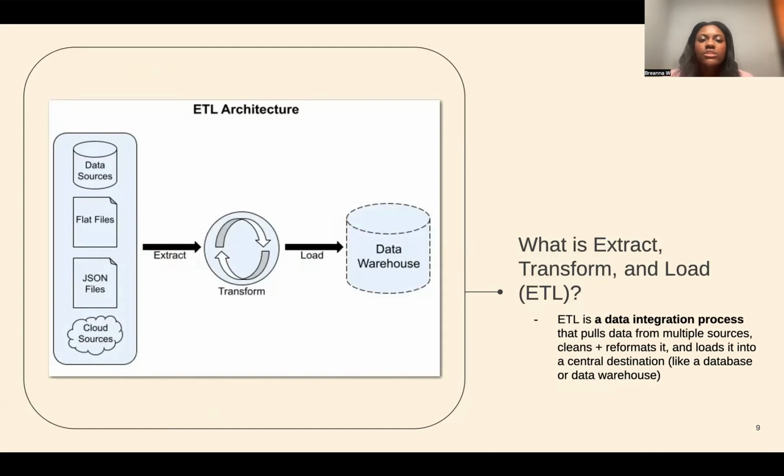So I've mentioned extract, transform, and load data processes, but what exactly is ETL? This is essentially just a data integration process in which the extract phase allows it to pull in data from, as I said, many different sources. It transforms it, which is essentially the process of reformatting it, editing it, cleaning it, and then it loads it into whichever central destination that you prefer, typically data warehouses or databases.